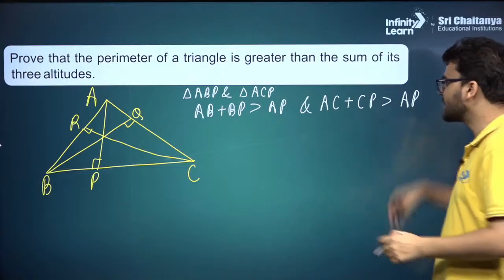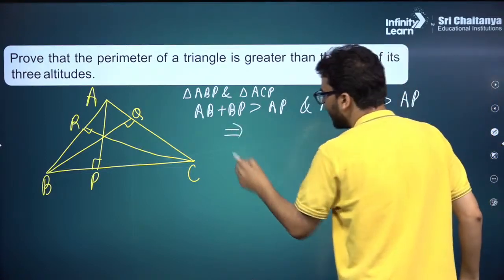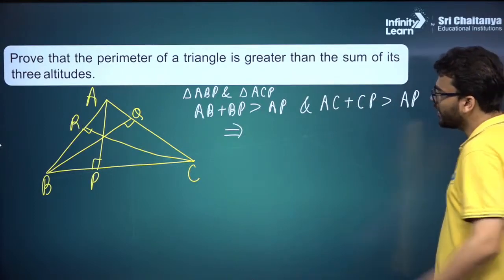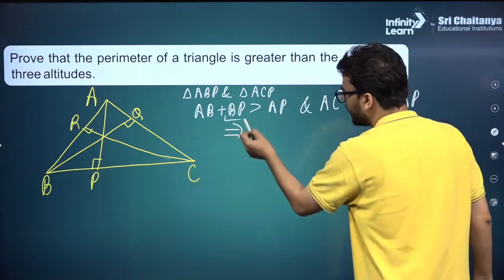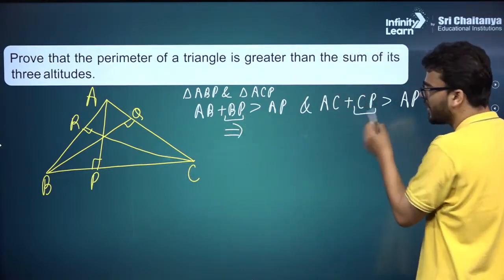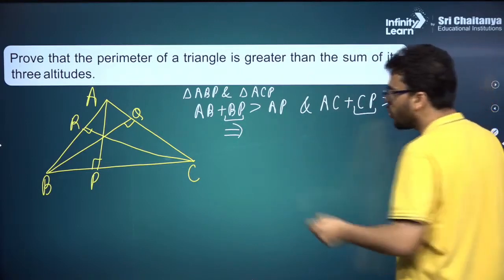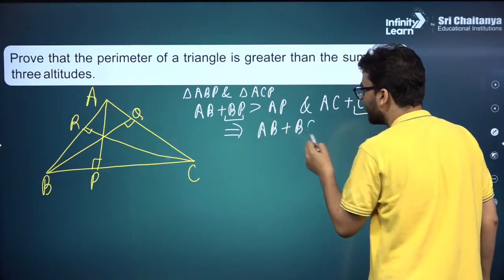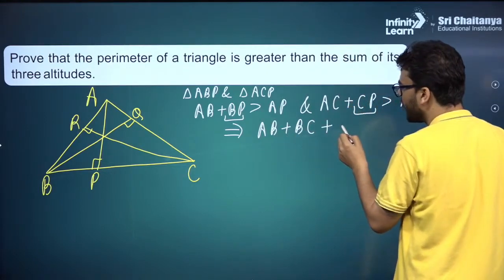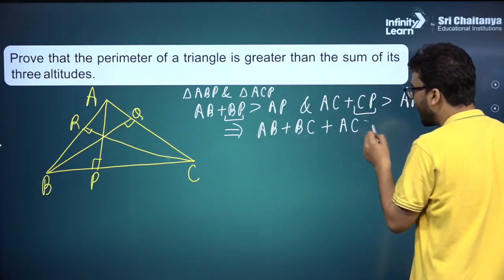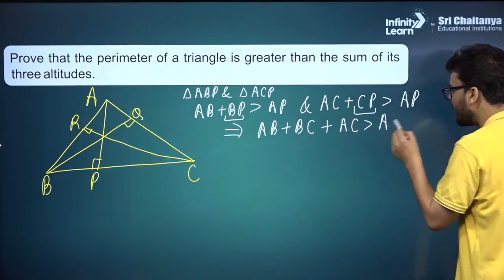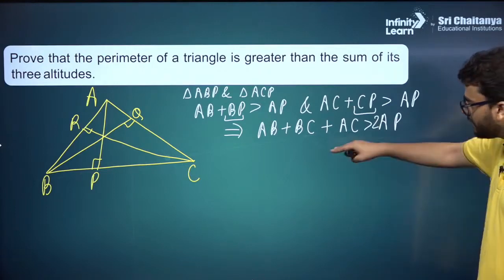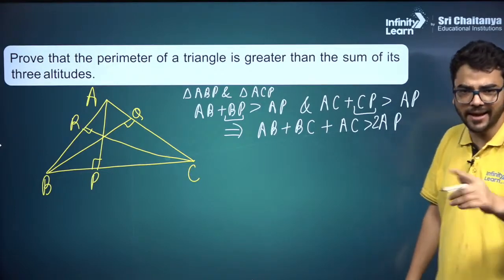So you can add these inequalities. What will happen, guys? If you add them, BP plus CP is going to be BC only. So you are going to get AB plus BC plus AC, and that is greater than 2AP. Correct? So AB plus BC plus AC is greater than 2AP.